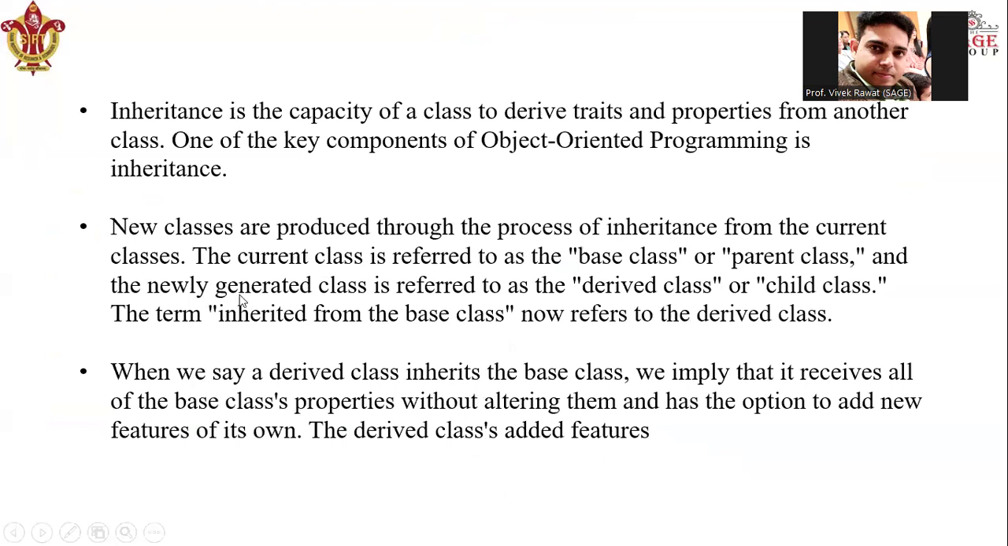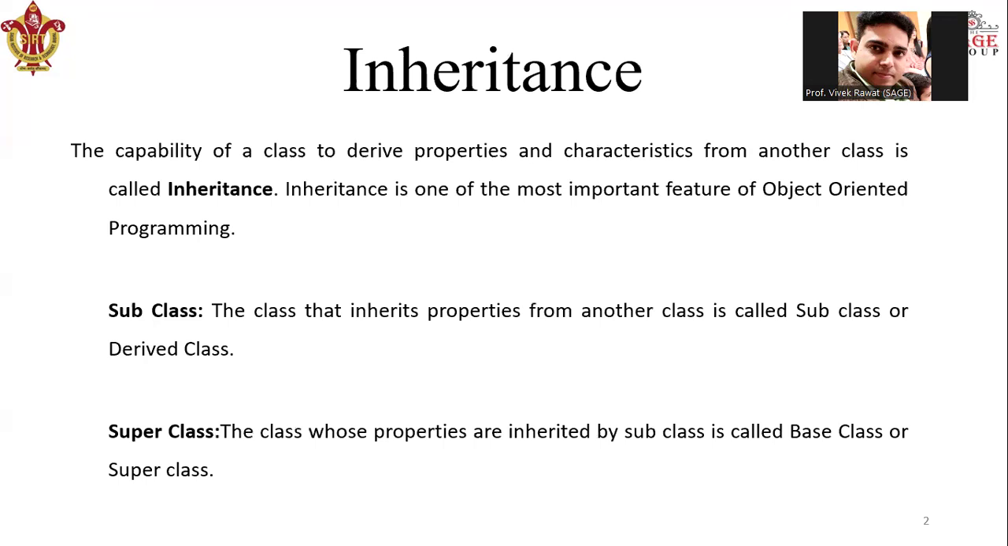First of all, I would like to introduce this slide. The current class is referred to as the base class or parent class. The first class is called the parent class, and the newly generated class is referred to as the derived class or child class. When we say a derived class inherits the base class, we imply that it receives all of the base class properties. So the motive is that one class wants to inherit all the properties from the superclass or base class.